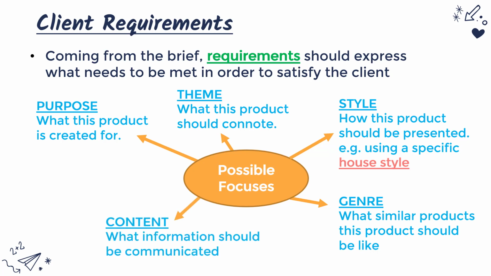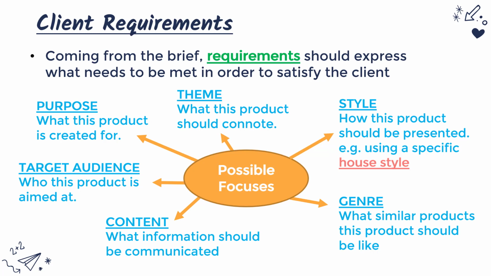And the content will need to be understood at this early stage. What needs to be communicated? Of course, the theme and style and genre are going to feed into this and help you communicate it, but ultimately you need to know what should be communicated. What does the client want to get across to people viewing this product? And this will be influenced by the target audience. So presumably the client will have some target audience in mind, which is who this product is aimed at. We'll talk more about target audience in the next video. There are other possible focuses, of course. The two most obvious ones, which are not listed here, are timescale and cost. The client will have some timescale and cost in mind, and you'll have to try and stick to that.